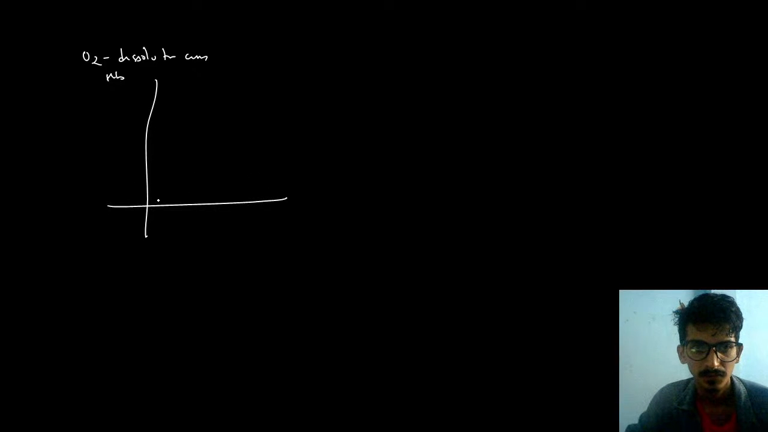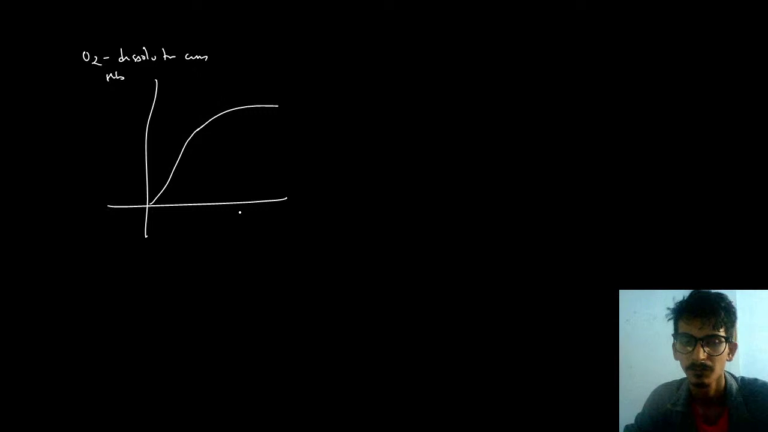Now, let us learn some important concepts about the P50 of the oxygen dissociation curve, the oxygen hemoglobin dissociation curve. So this is basically a graph, sigmoid in nature. Here I have the partial pressure of oxygen, and here I have the hemoglobin content.